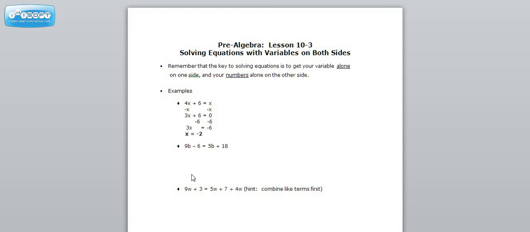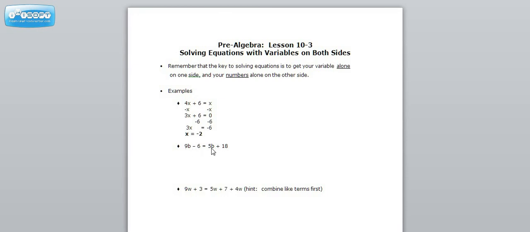All right, let's try another problem. Notice I've got a b on this side of the equation, and I've got a b on this side of the equation. I've got a constant number here, and I have a constant number here. We typically like and comprehend better when we get our variables on the left side of the equation and our constants on the right side of the equation. So let's move this 5b and get him on this side.